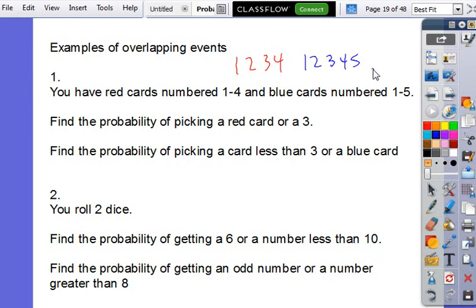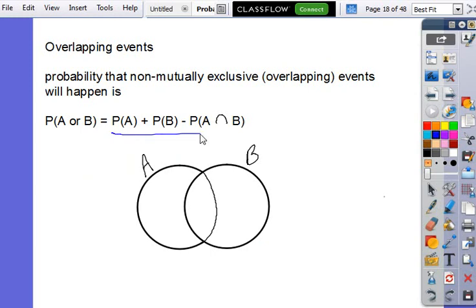If I look at this first one, it says find the probability of picking a red card or a 3. The question is, can I have a red card that is a 3? Yeah. If you can, that's overlapping because it's doing both of these things at the same time. It's being red and it's a 3. So if it overlaps, I've got to find the probability of the first one, the probability of the second one, and subtract the probability of both of them happening at the same time.